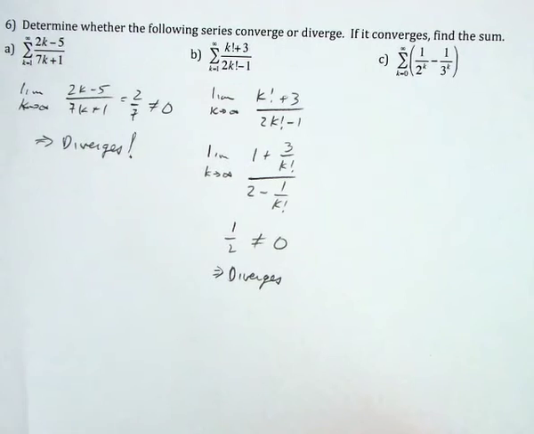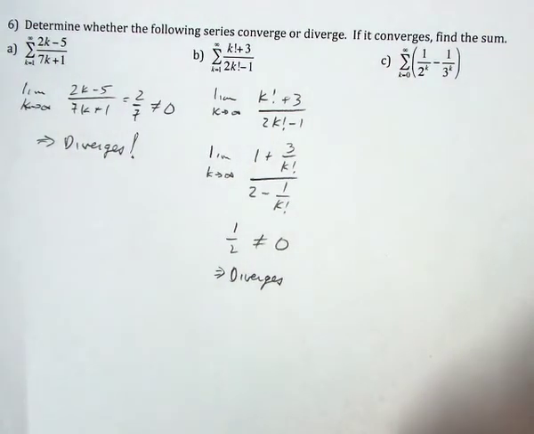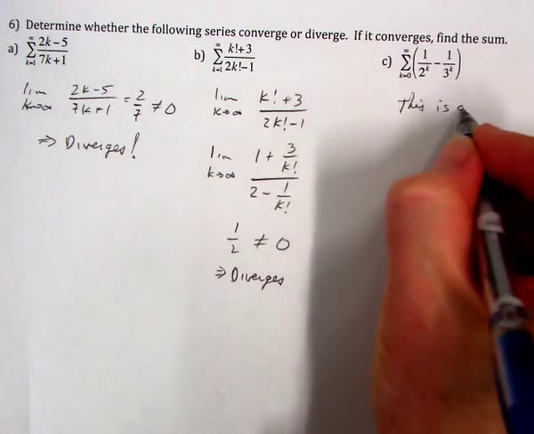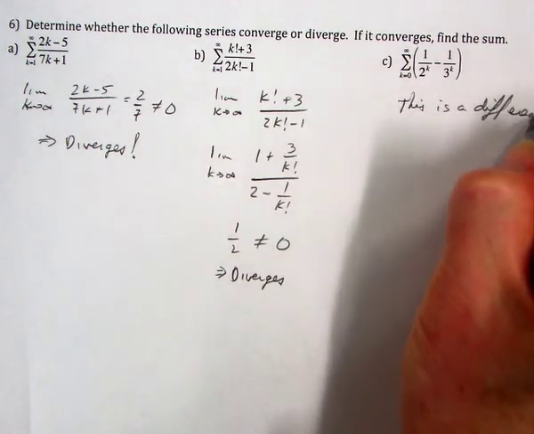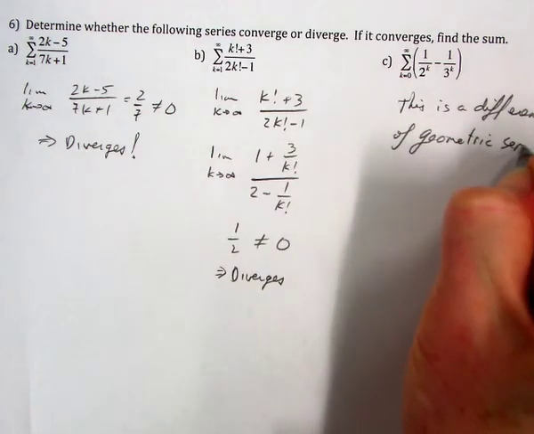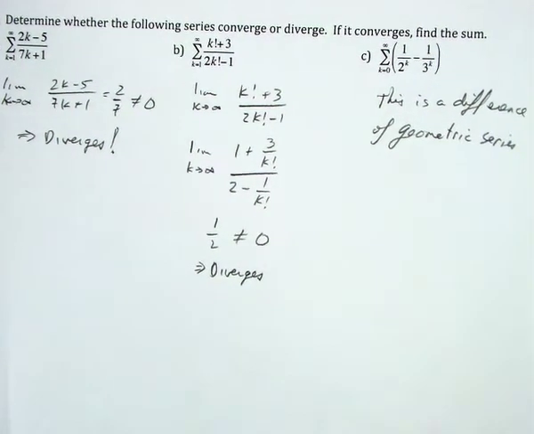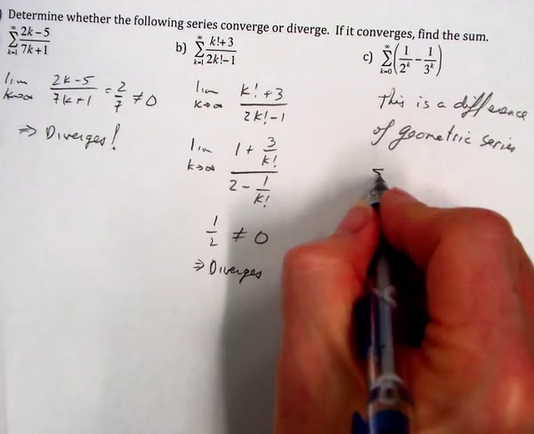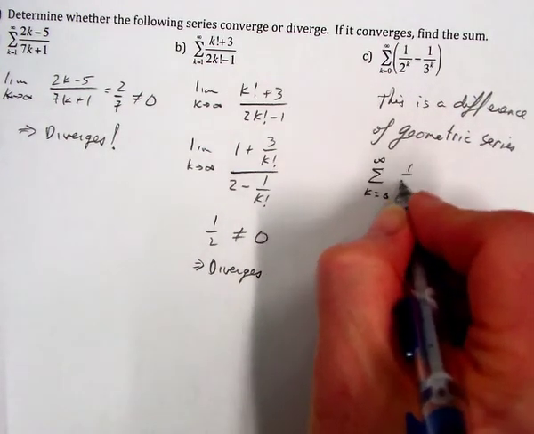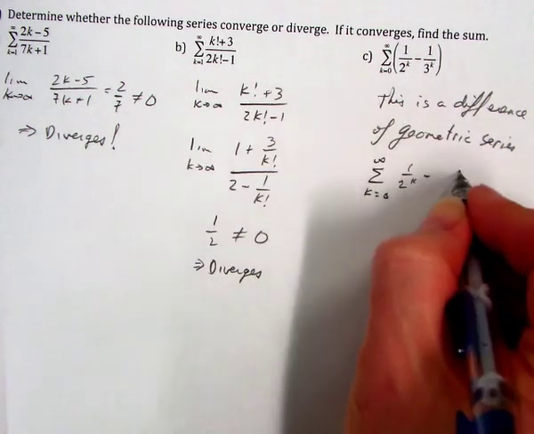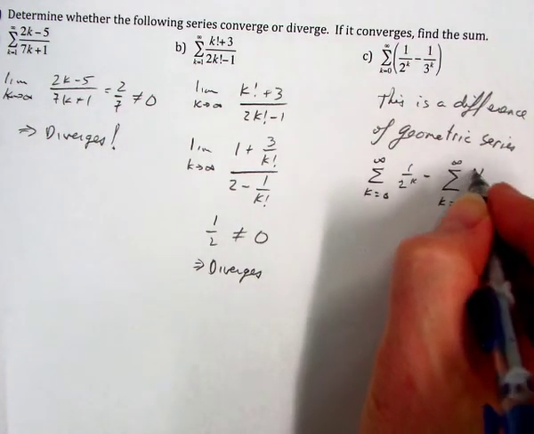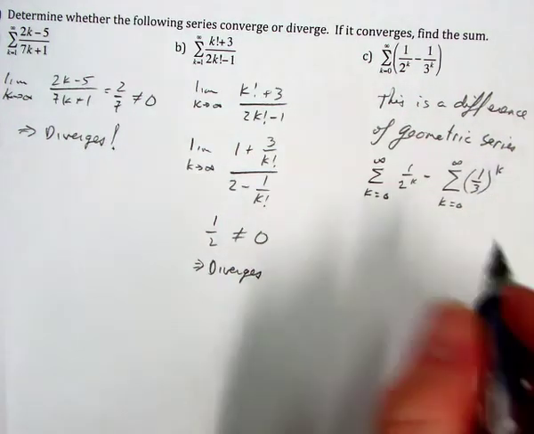When we look at the last one here, what we want to do is recognize that this is a difference of geometric series. So let's just split it up. We have k equals 0 to infinity of 1 over 2 to the k. You can write it like that, or I'm going to rewrite it on the next one and we'll just write it as 1/3 to the k. Either way, it doesn't make any difference.